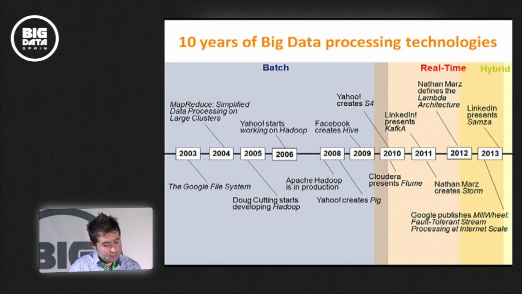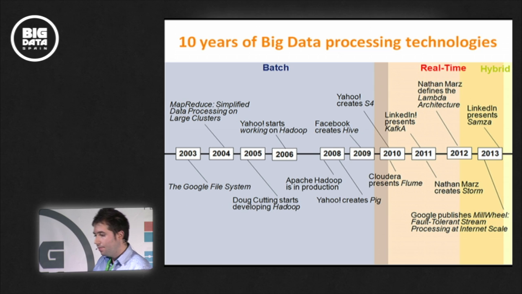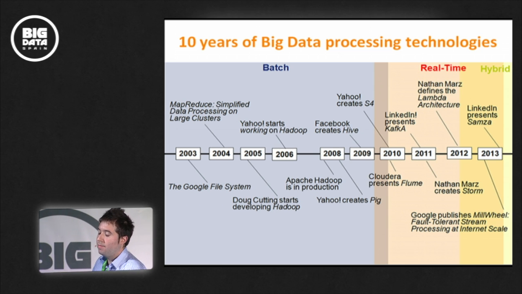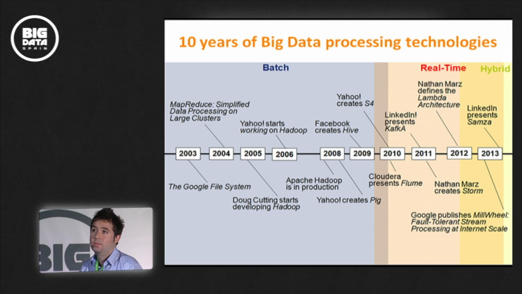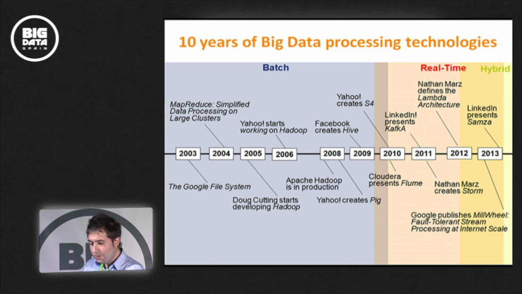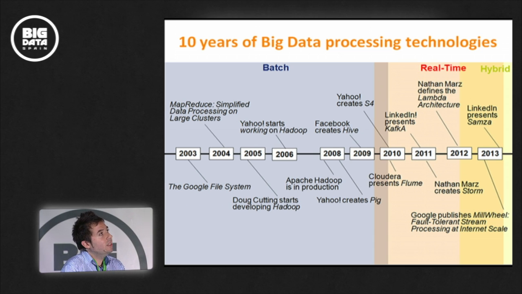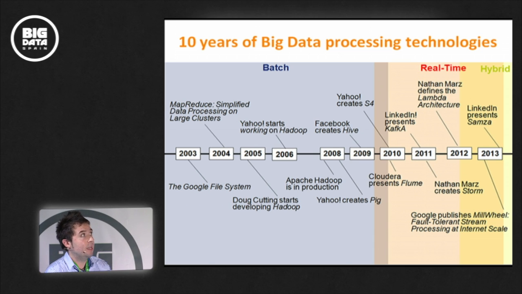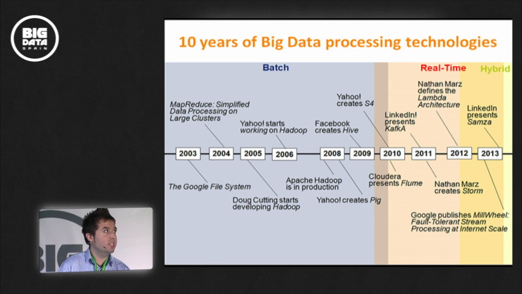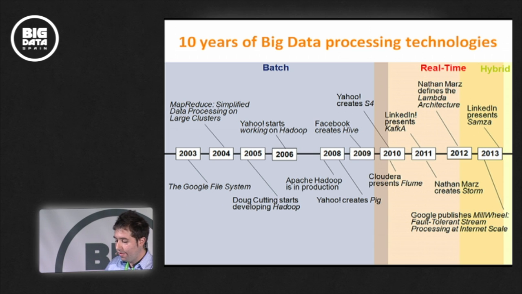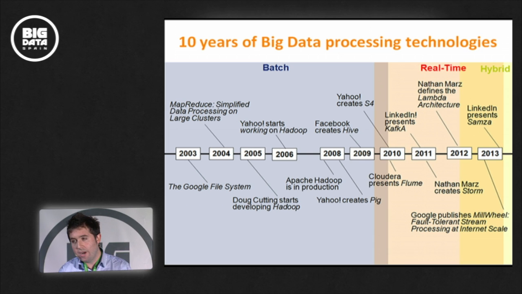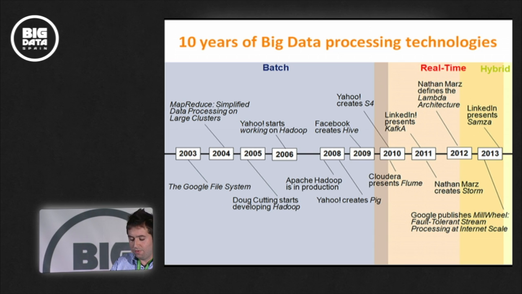And the second generation started in 2010 when S4 was created by Yahoo. But a main milestone in the second generation is the creation of Storm. Storm was developed by Nathan Marz and open sourced by Twitter. Well, as we can see here, we are still in this second generation because LinkedIn has presented Samza a couple of months ago, and Google has published MillWheel: Fault-Tolerant Stream Processing at Internet Scale. Really interesting paper about how Google deals with streaming data. And regarding the third generation, we are at the very beginning, with the definition of the Lambda architecture.